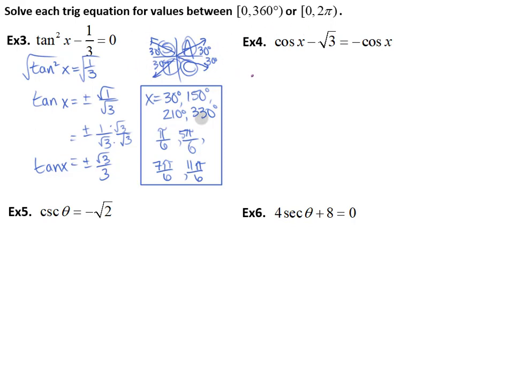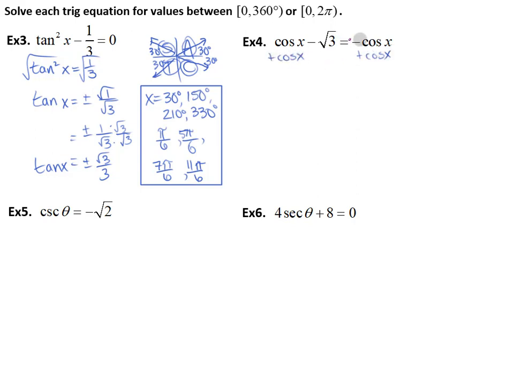Okay, number 4. Finally, these aren't squared, so we don't have to do plus or minus. But I do need to, just like if I had x's on 2 sides of the equation. Let's say we had something like this. If we have x's on the opposite sides of the equation, just like our cosines here, we'd want to put them on the same side. So let's go ahead and do that. Let's just add this cosine to the other side.